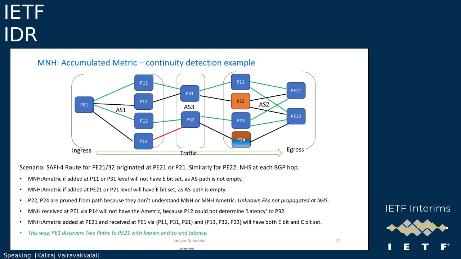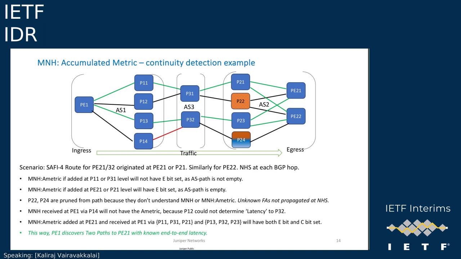This link is where the link delay is not known. We're not able to detect it. So basically here, any routes that are originated from PE21 and PE22 will be propagated across with next-hop-self, and this node will set the MNH with the AIGP with the C bit and E bit set. And it will get pruned here because MNH is optional non-transitive, so it will not reach. So PE2 and PE24 will get pruned.